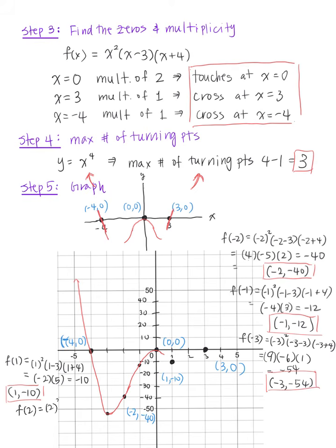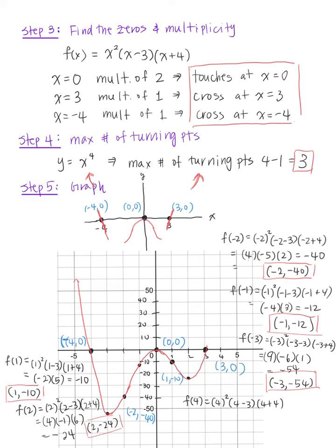f(2) is 2 squared, and then 2 - 3, and then 2 + 4. So this is going to be 4 times -1 times 6. Is that right? So that's going to be -24. So it looks like I need to plot (2, -24).